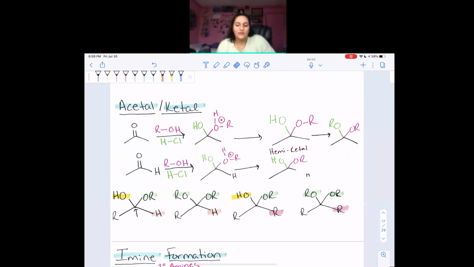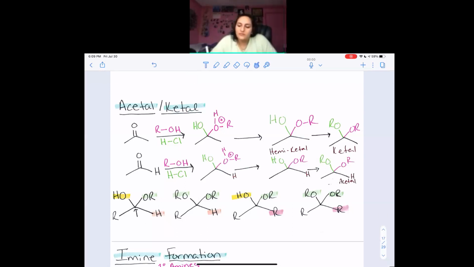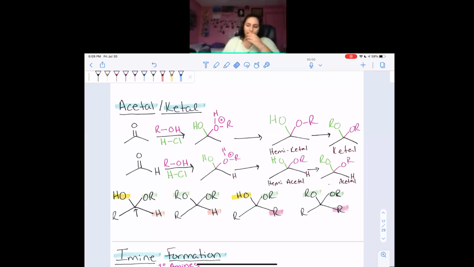If we do the aldehyde, we get essentially the same thing. The only difference here is we have two carbon groups, and here we have one carbon group and one hydrogen. So the one that has two carbon groups is called a ketal. The one that has one hydrogen is called an acetal. The intermediates actually have their own names. So we have the hemiacetal and the hemiketal.